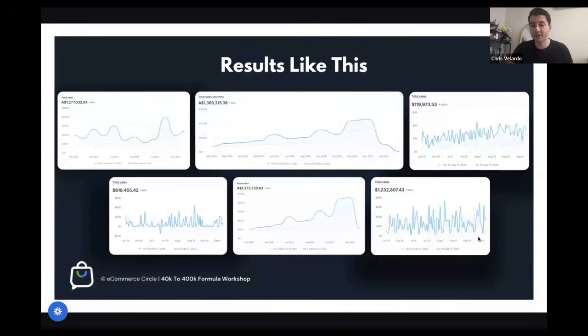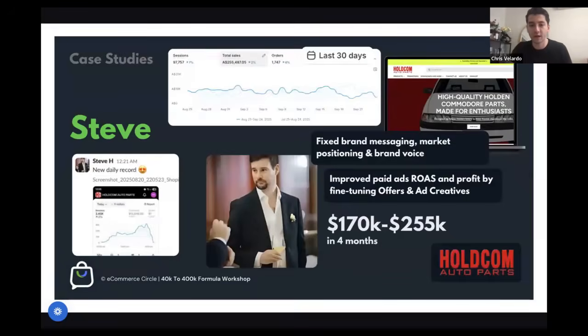I just wanted to share some screenshots, guys. These are from the back end of a couple of the clients we work with. I know these numbers might seem a little crazy for some of you, but it's just the reality. These are real businesses that we're building. It's about having a quality product, doing the right things, building the website, having a good brand strategy, and doing the right pieces to grow that brand. I'll show you a couple of examples straight away. So this is Steve. Steve runs Holdcom.